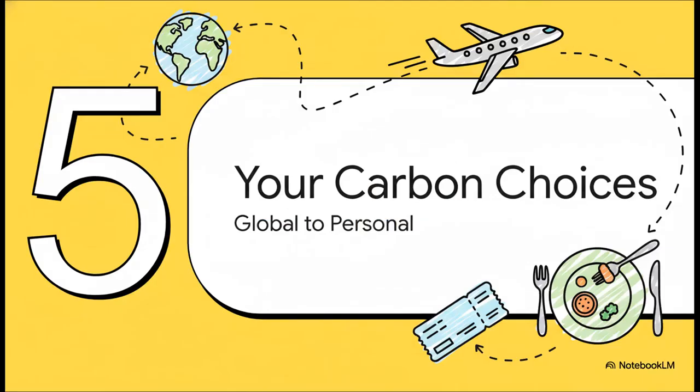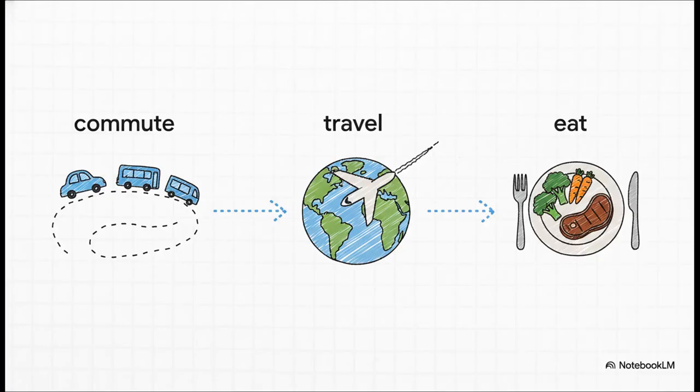So we've gone from 57.7 gigatons all the way down to a plane ticket and a dinner plate. We've seen how these massive global systems are ultimately made up of billions of individual actions and choices. Ultimately, our whole journey from the global to the personal really highlights 3 key areas where our choices have a significant and measurable impact on that huge number we started with. How you get to work or school every day, how you choose to travel over long distances, and, of course, what you decide to put on your plate.